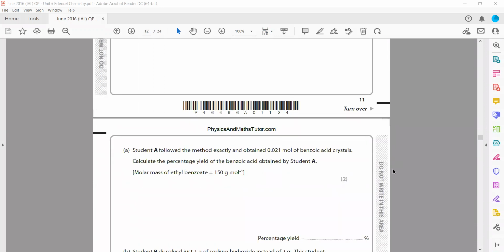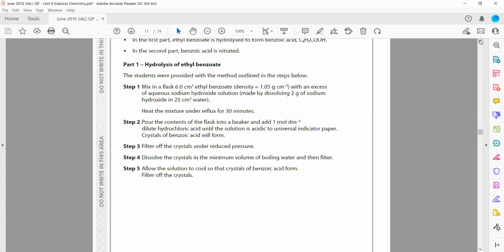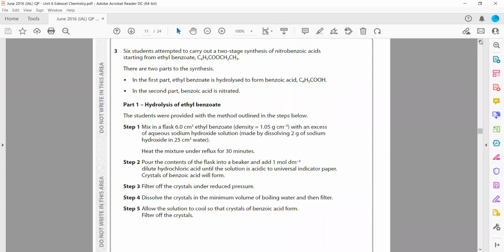Student A followed the method exactly and obtained 0.021 moles of benzoic acid. Calculate the percentage yield. So percentage yield is practical value divided by theoretical value into 100. And one mole of ethyl benzoate will give 1 mole of benzoic acid. So the simplest ratio is 1:1.